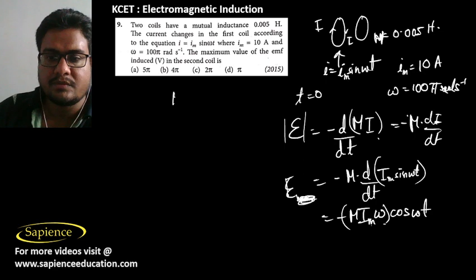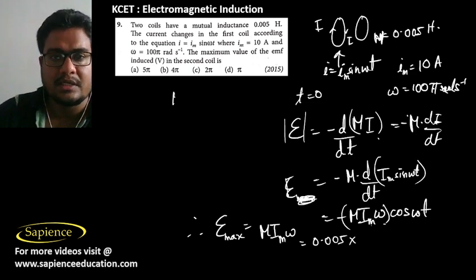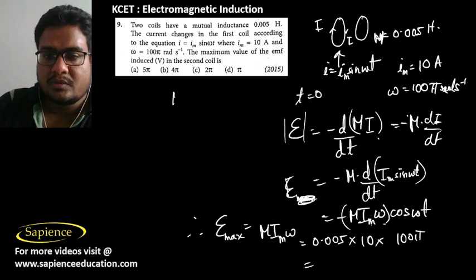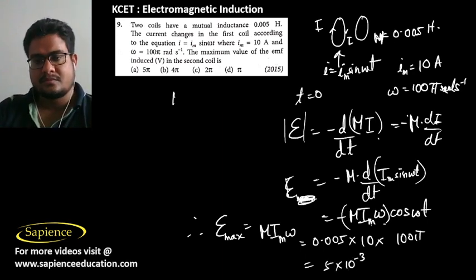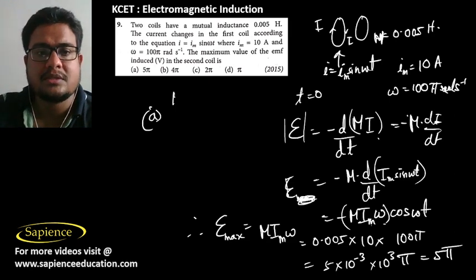So this is the EMF. Therefore, the peak value or the maximum value of the induced EMF in the second is M into Im into omega. M is equal to 0.05, Im is 10 ampere, omega is 100 pi radian. This will be equal to 5 into 10 power minus 3 into 10 power 3 into 5, so this is equal to 5 pi. A is the correct option.